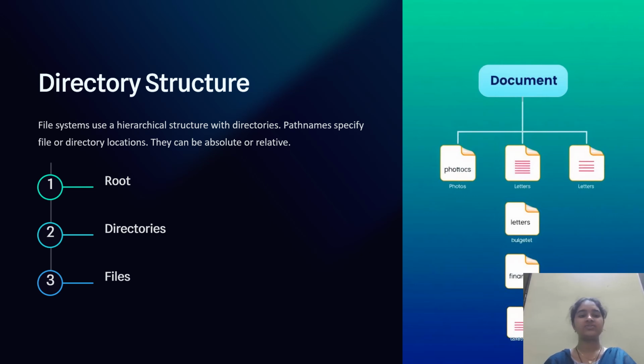A directory structure is the way files or folders are organized in an operating system. It looks like a tree. The root is the starting point. Directories branch off from it. Files are stored inside the folders. These are of three types: root, directories, and files. Again, directories are divided into five types: single level directory, two level directory, tree structure directory, acyclic graph directory, and general graph directory.